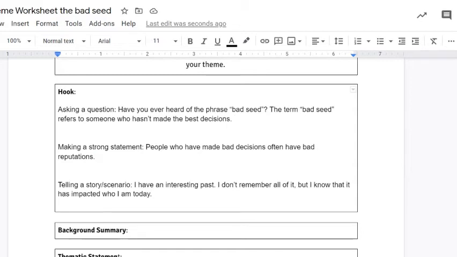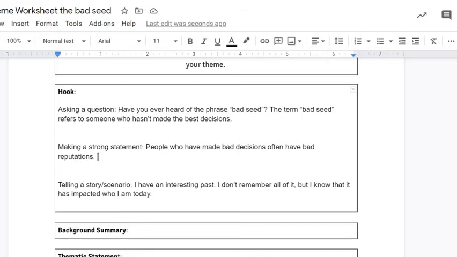Something else that you could do instead of the question would be a strong statement. In this case, I have: people who have made bad decisions often have reputations. This would be a strong enough statement. I don't need a second sentence after this because it's a strong enough statement. I would just move into the next section. So you could choose to use the strong statement as your hook.